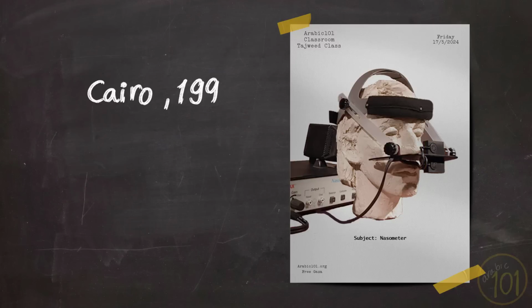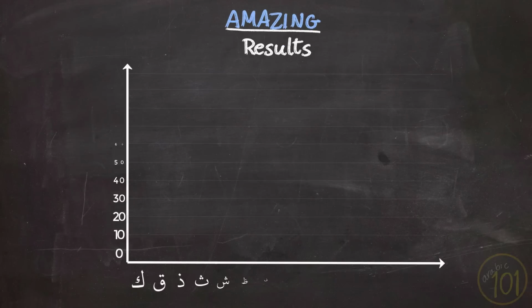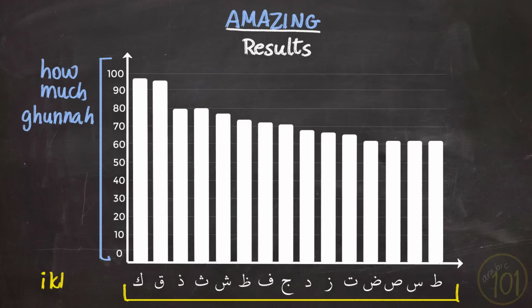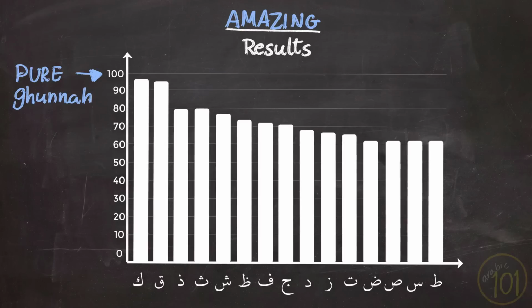Now, a researcher from Cairo, Egypt, decided to run tests using this device to measure professional reciters' performance of ikhfaa as they recite properly. And the results were quite amazing. The average results showed variation in how much ghunnah is produced when nun sakinah is followed by each ikhfaa letter. The best part is that these results are quantified, as you can see. 100% being all the air coming out of the nostrils, so a pure ghunnah, and 0% being all the air coming out of the mouth, so no ghunnah whatsoever.